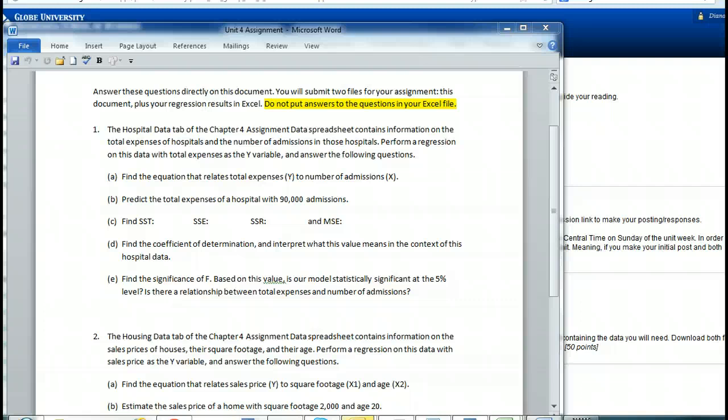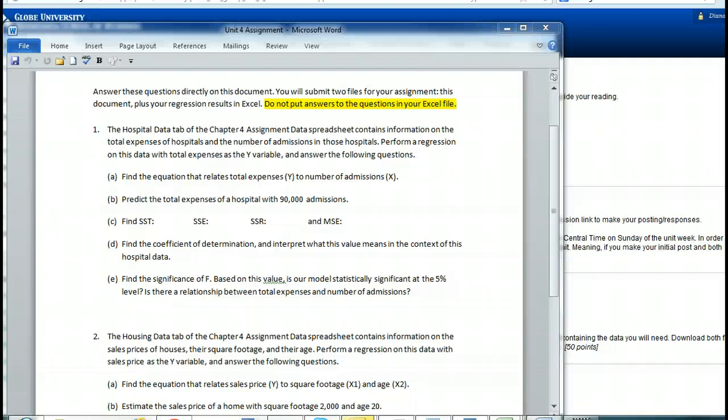Okay, so then part B tells you to predict the total expenses of a hospital with 90,000 admissions. What you're going to do here is take the formula that you gave me in part A, because remember you had the actual numbers filled in. You've got those numbers in part A. Then I want you to use 90,000 as X in that equation and solve it. That will tell me what the total expenses would be if there were 90,000 admissions, based on the formula that you're going to give me in part A. Okay?